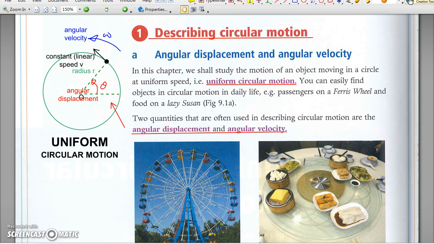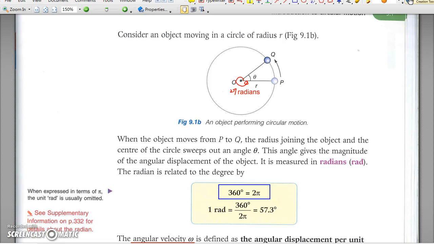Displacement in linear motion also refers to change in displacement sometimes. For example, velocity equals displacement over time. Similarly, angular displacement sometimes also refers to change in angular displacement. So we may write angular velocity equals change in angular displacement over time taken, t. The unit of angular displacement is radians. In particular, 2 pi radians refers to 360 degrees, which means a complete revolution.